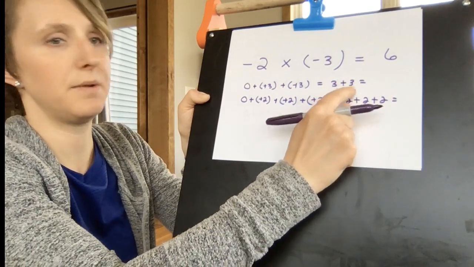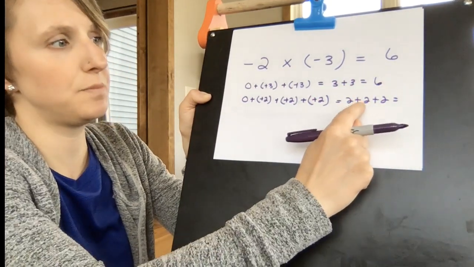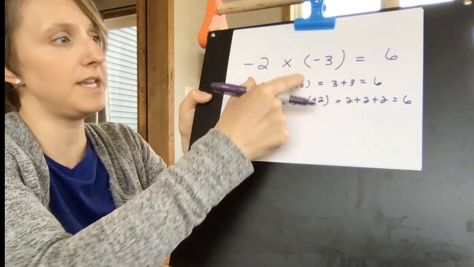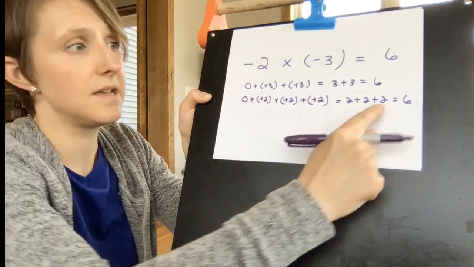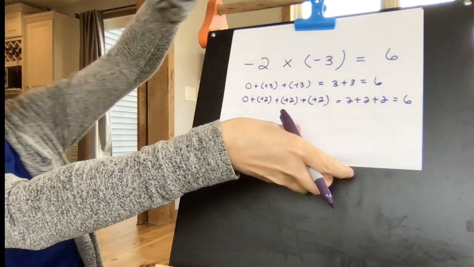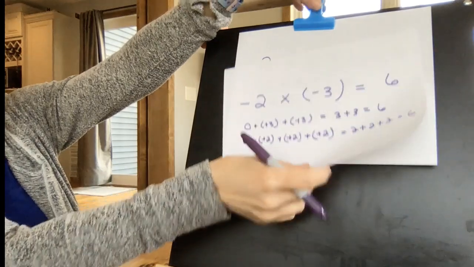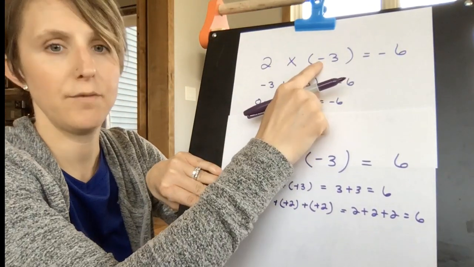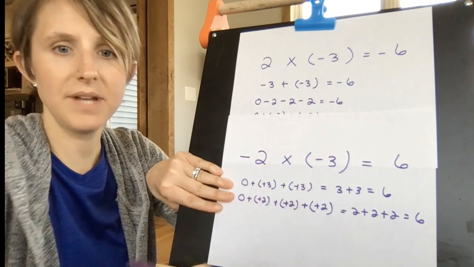And what's 3 plus 3? 6. What's 2 plus 2 plus 2? 6. So what's negative 2 times negative 3? Here we showed what it means. What do we get our answers to be? Positive 6. Now let's look at these 2 problems, 6th graders. What's the one thing that's different? I have 1 negative here. I have 2 negatives here.